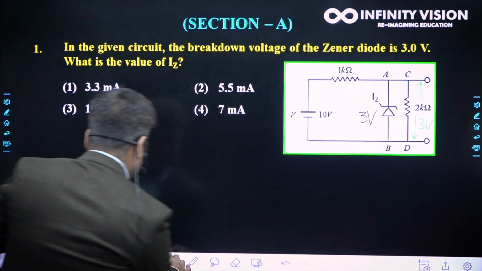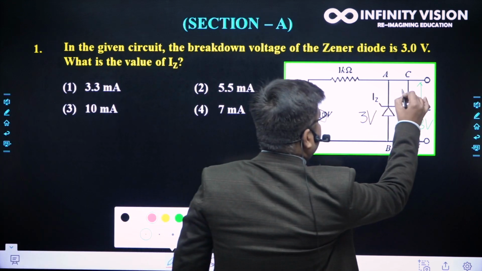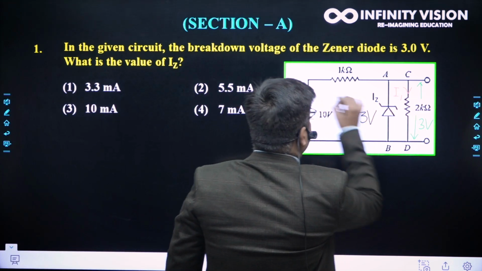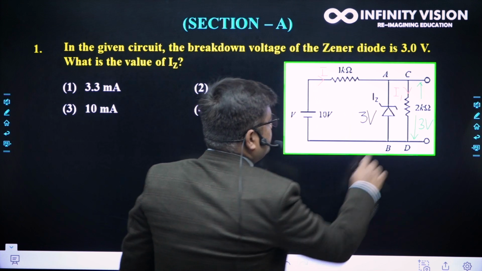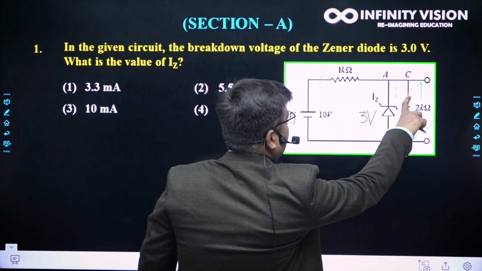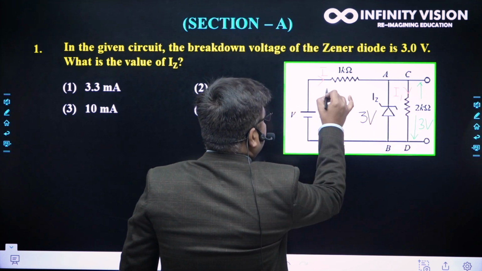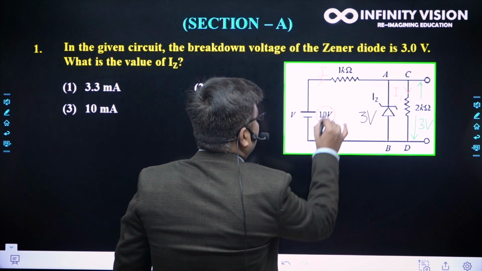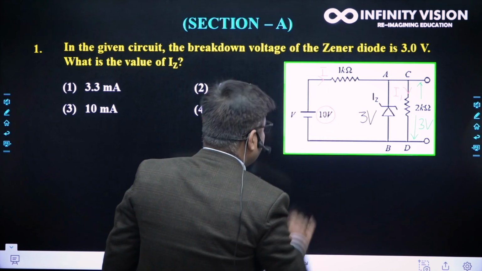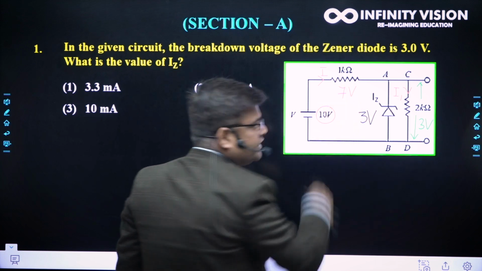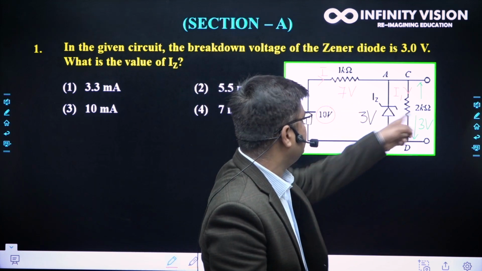So now, if we take the current here as I1, and here it is IZ, and here the total current I. Since the potential is 3 volt across this 2 kilo ohm resistance and the battery is of 10 volt, the remaining potential here will be 7 volt. And the potential drop across the 1 kilo ohm resistance will be 7 volt. 7 plus 3 will be equal to 10.